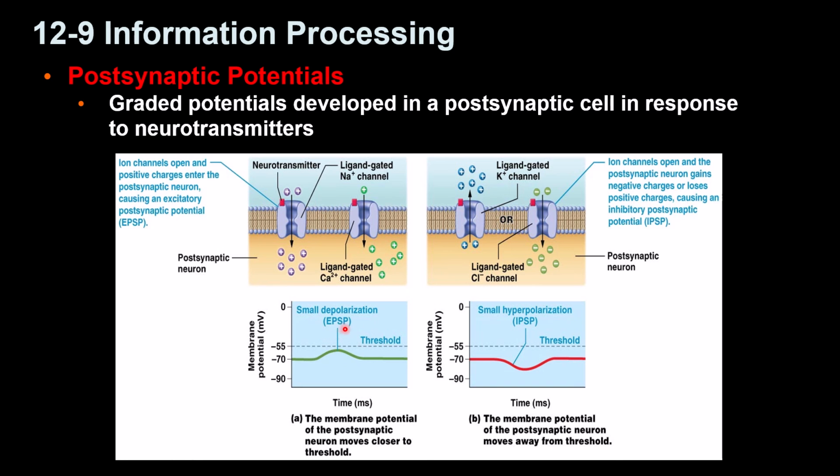Excitatory postsynaptic potential. The other one is different, so that makes the inside of the cell more negative. So here a neurotransmitter comes, potassium leaves, or chloride enters the cell. Inside the cell becomes more negative. So this is hyperpolarization, and these are called inhibitory postsynaptic potentials. Inhibitory, further away from the threshold.